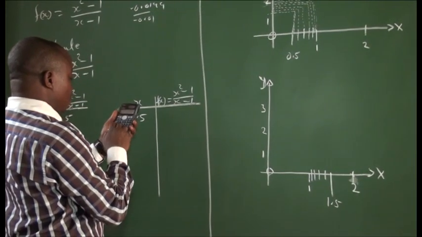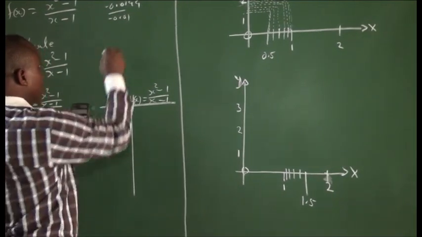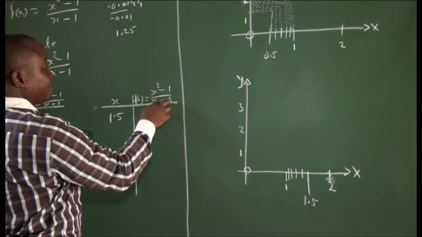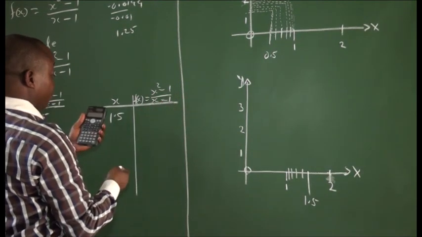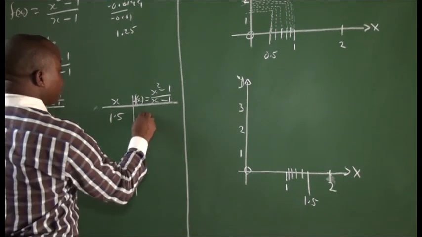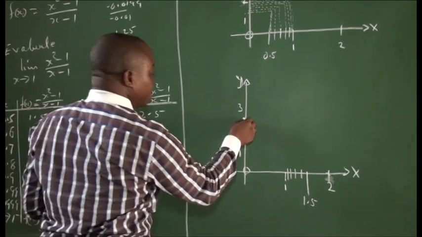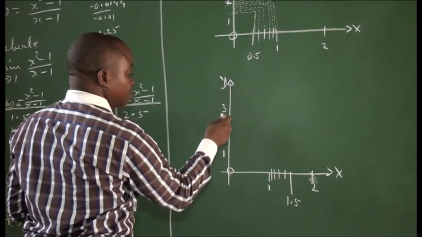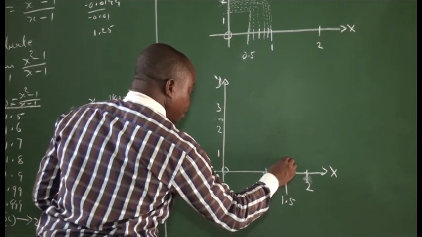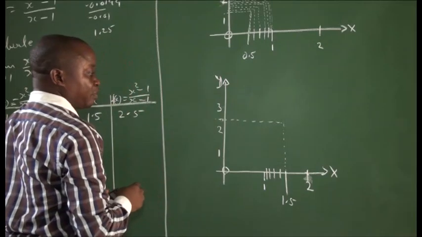We have 1.5 squared minus 1 gives us 1.25. Now 1.5 minus 1 gives us 0.5. So meaning that 1.25 divided by 0.5, we'll have 2.5. That is somewhere here. This is 2, this is 2.5 before 3. So you see that here, and then we have 2.5.